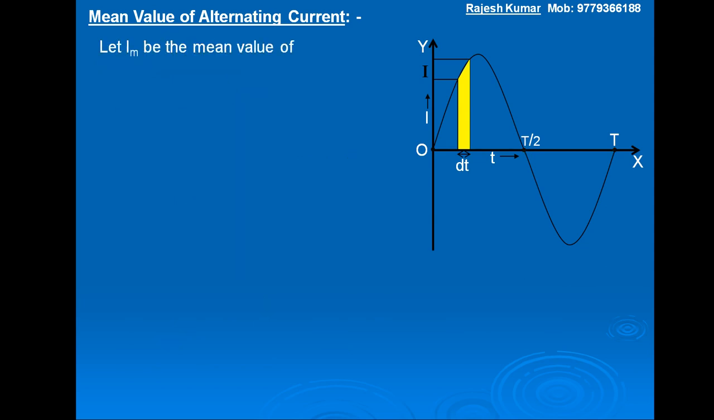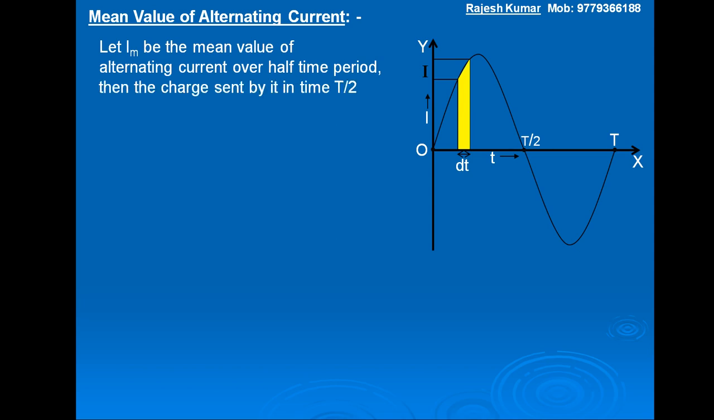Now let Im be the mean value of alternating current over half time period. Then the charge sent by it in time capital T by 2 is given by capital Q is equal to Im into capital T upon 2. Let it be equation number 6. By definition, the charge Q must be the same.